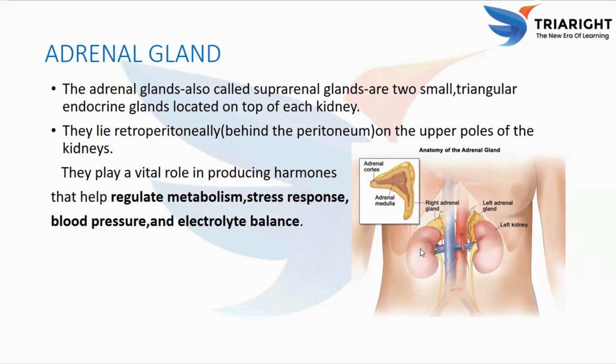The right adrenal gland lies close to the inferior vena cava, whereas the left adrenal gland lies near the aorta and spleen. Each gland measures about 5 cm long, 3 cm wide and 1 cm thick, weighing about 4 to 6 grams. Coming to this picture, each adrenal gland has two main parts. What are they? Adrenal cortex and adrenal medulla, right? Cortex is the outer layer and medulla is the inner layer.